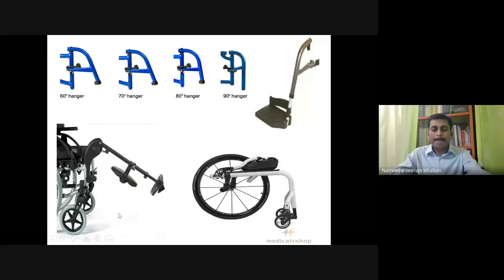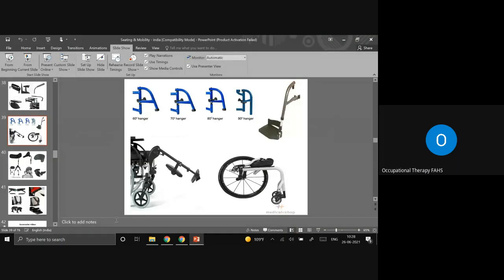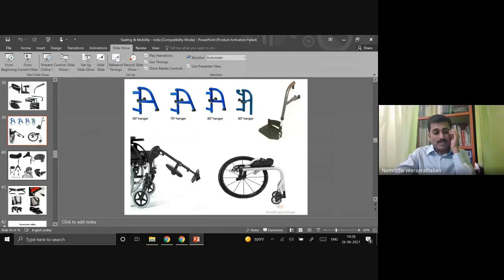Next question: what materials are used for ultra-lightweight wheelchairs? Ultra-lightweight wheelchairs are mostly titanium or carbon.